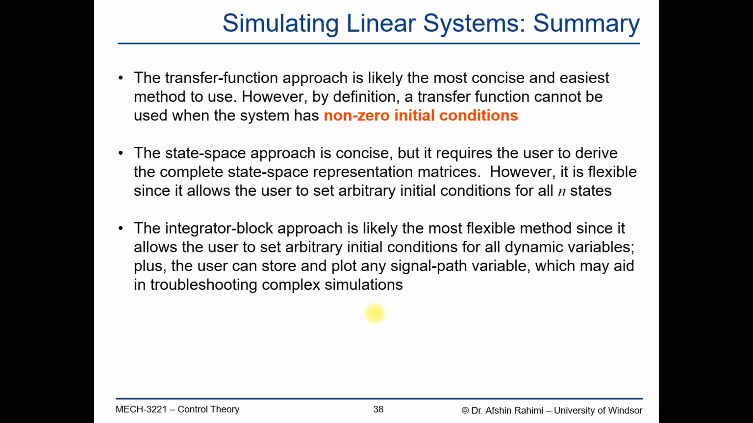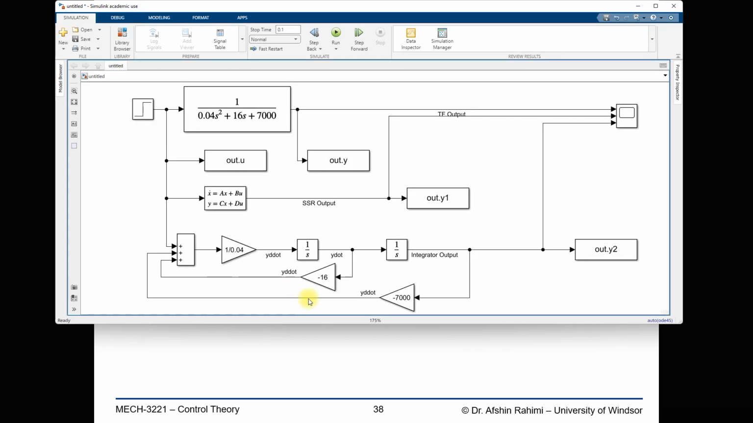The integrator block approach is likely the most flexible method, since it allows the user to set arbitrary initial conditions for all dynamic variables, plus the user can store and plot any signal path variable, which may aid in troubleshooting complex simulations. So again, what we could also do in the integrator block approach was we could actually see not only our output y, but also our y dot.